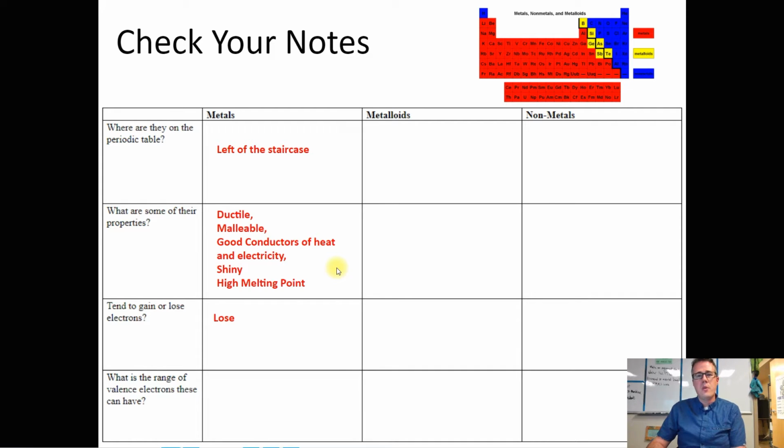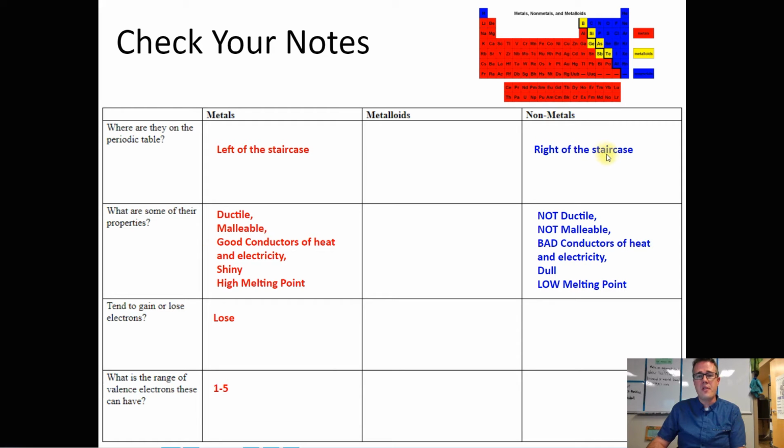Now the last one, what is the range of their valence electrons? Well, everything from lithium all the way out to polonium, those are all metals. So from 1 all the way out to 5 valence electrons. That's everything under the metals category. Although most metals are just somewhere between 1 and 4. I'll show you more about that in a second.